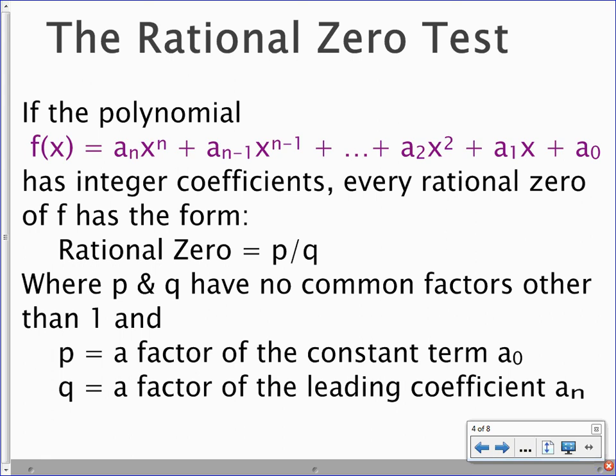P is a factor of the constant term. This is the constant term. And Q is a factor of the leading coefficient. You don't have to write this down word for word, but write down what you need to. If we have zeros that are rational, then they are in the form of P over Q, where P is a factor of the constant term and Q is a factor of the leading coefficient.